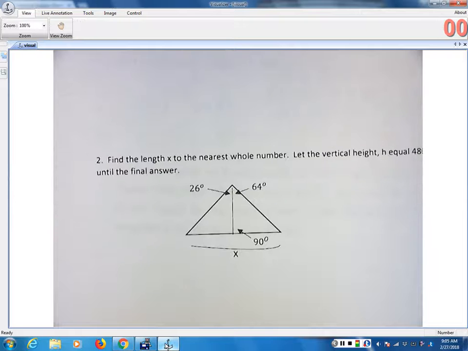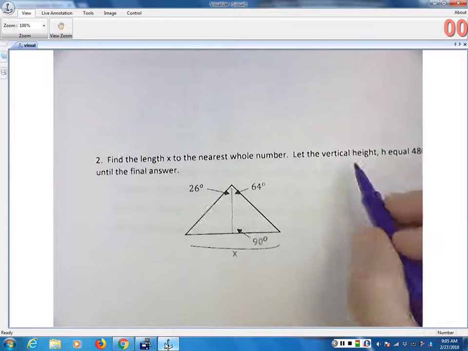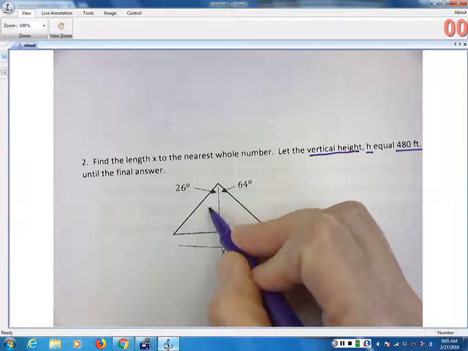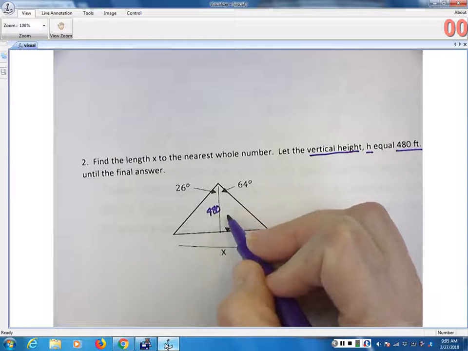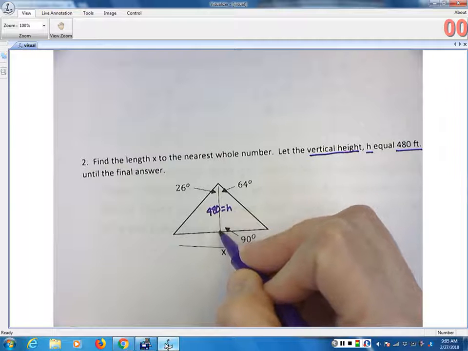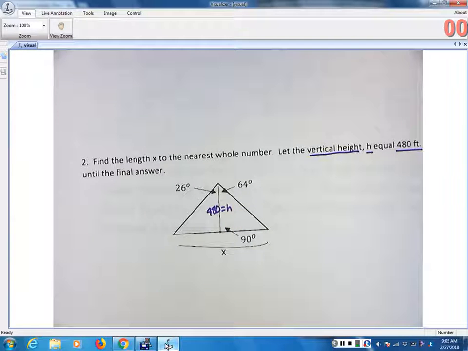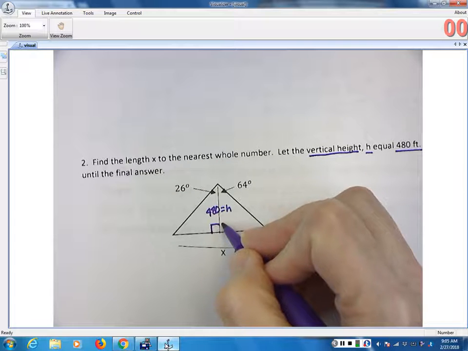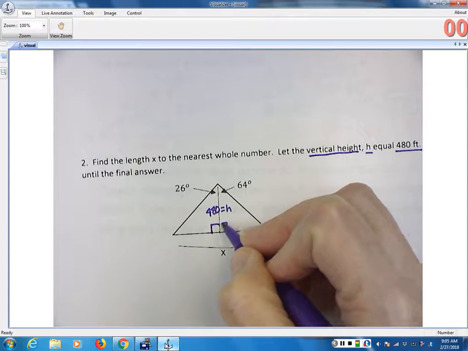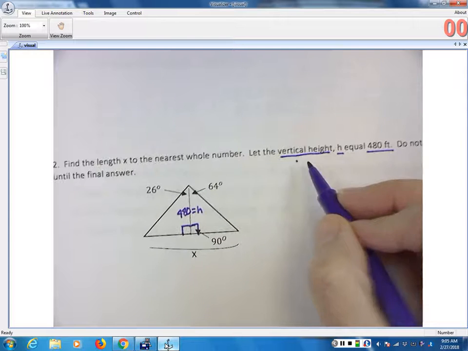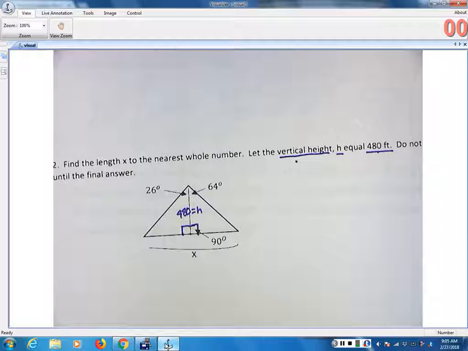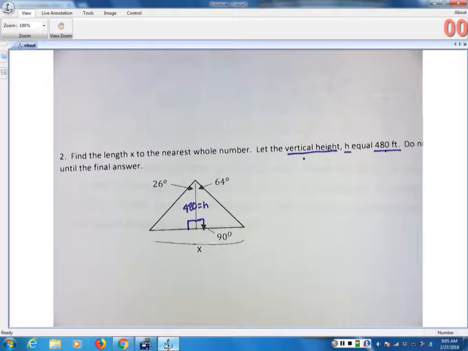On this 4.7/4.8 preview, it says let the vertical height h equal 480 feet. That's 480, this distance here on the worksheet. Otherwise you can't solve it, and these are right angles. So the vertical height is 480 feet. That's listed there. We don't round and put a final answer.